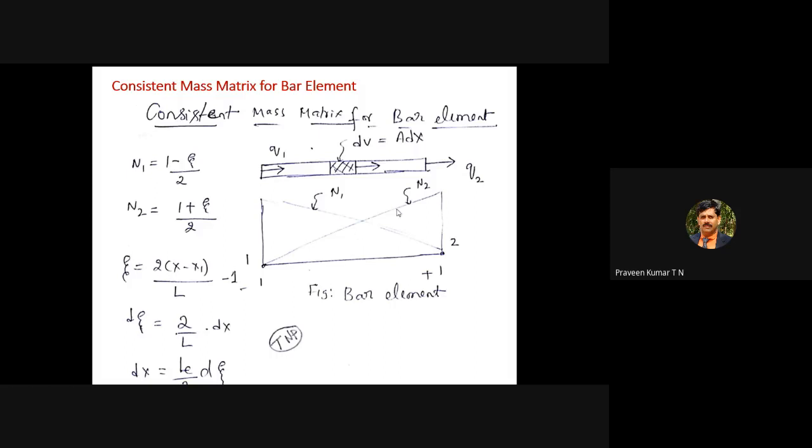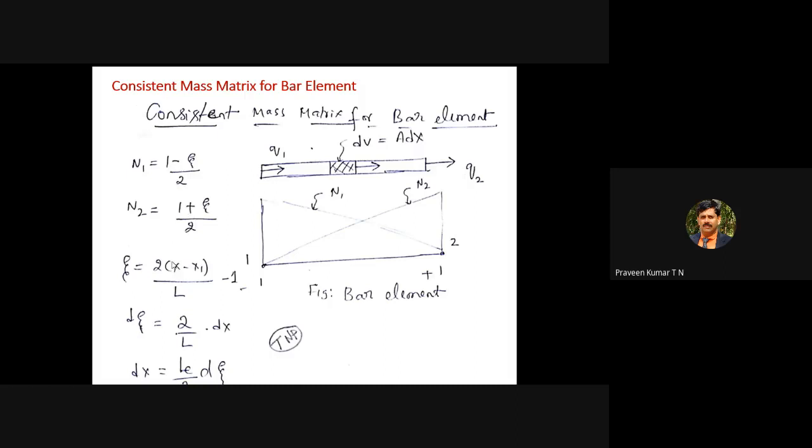We have derived the shape functions N1 and N2 for the bar element. You are familiar with N1. N1 is given by (1 minus xi) divided by 2, and N2 is given by (1 plus xi) divided by 2. You are regularly using these formulas, N1 and N2.